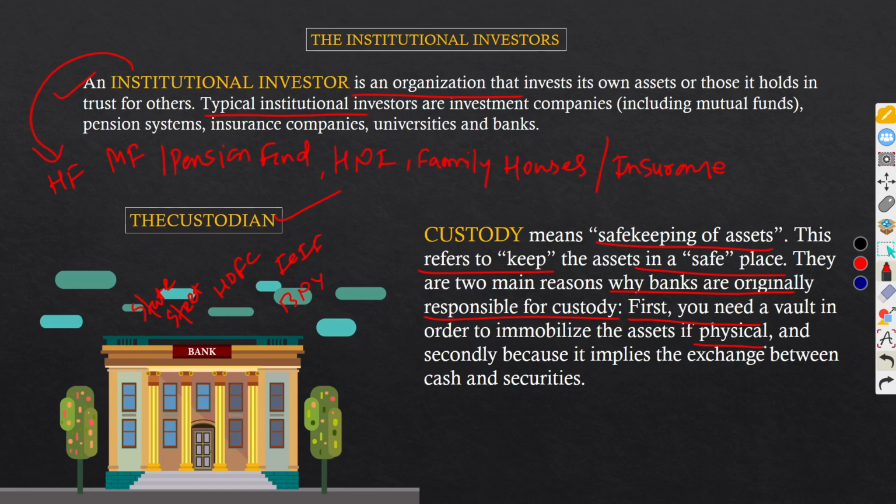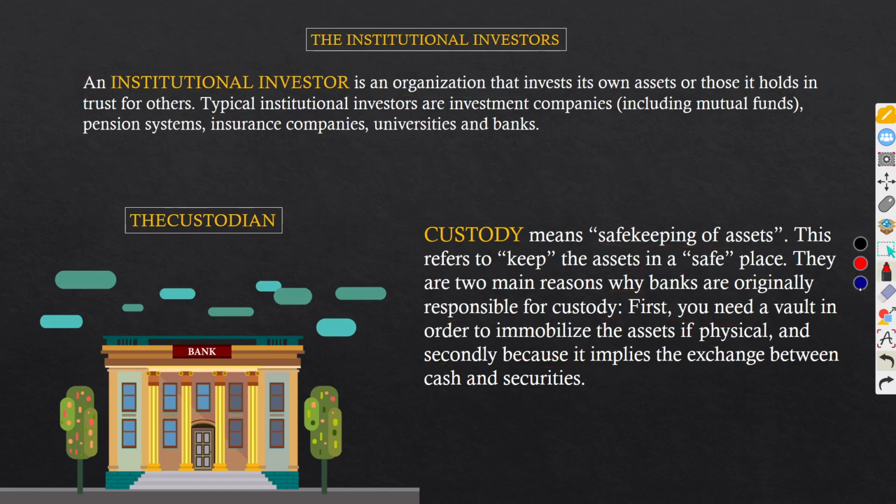Once you have a vault, secondly, it implies the exchange between cash and securities. Why do the custodian's or bank's roles come into the picture? Because for cash dealing, you require banks, and even if you want to deposit securities, physical shares, banks again play a crucial role in providing safekeeping and security to your securities. All right, now I hope you got the idea about what a custodian is and how a custodian works.